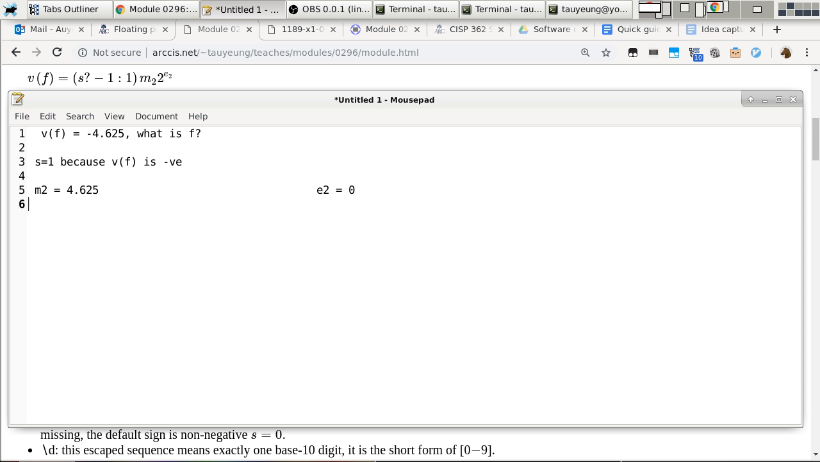Then we go like, but this is not going to work because M2 is still greater than or equal to 2, so we'll divide it by 2, okay? So if you divide 4.625 by 2, you end up with 2.375? No. 3.175?